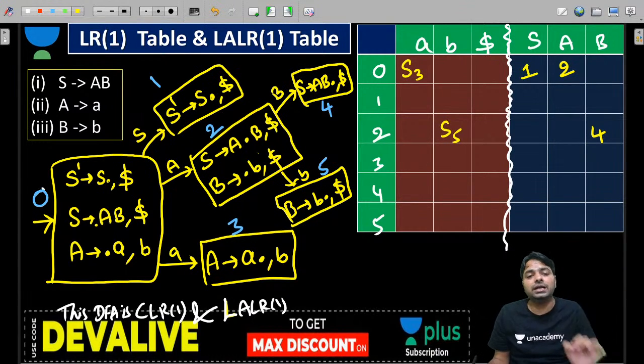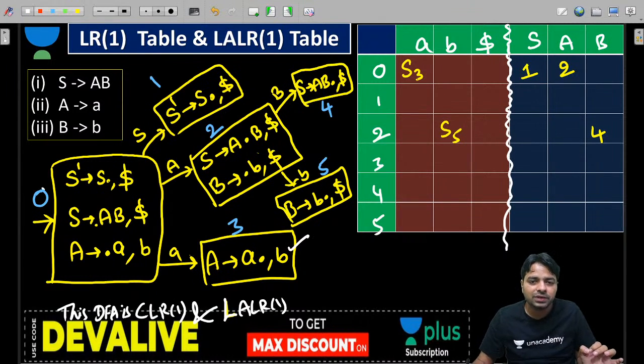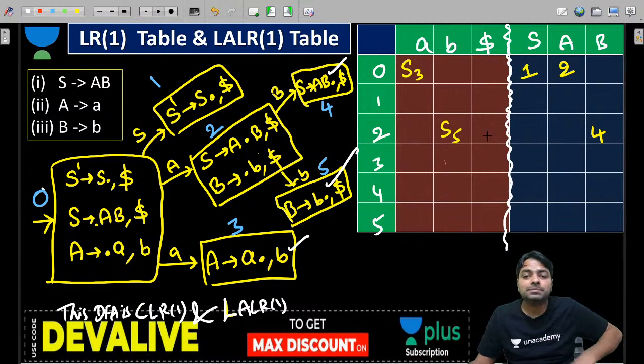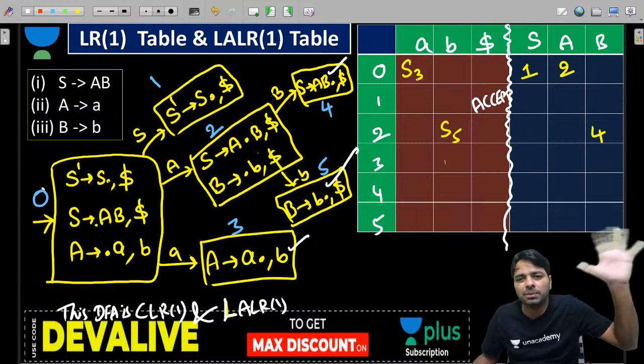Next, reduce entries. Here it is different. Now go to this one, and then this one and this one. Their reduced item is there. So what you do, accept also you keep first, guys. 1 comma dollar, accept. That's common for everyone.